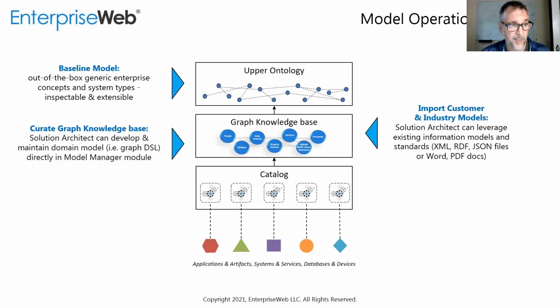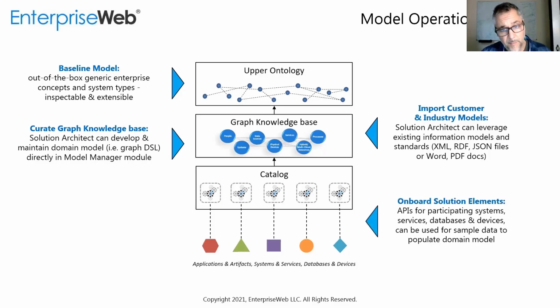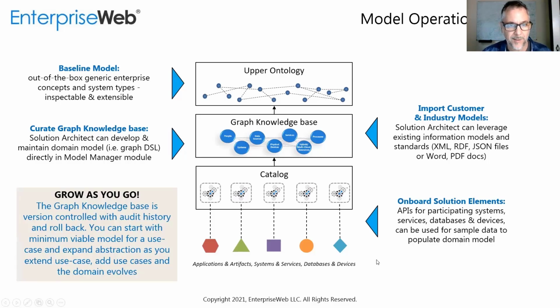Then from there, solution architects can continue by manually curating the graph knowledge base, right? They can tune it, they can extend it, they can modify it as need be for their operational domain. And another way they get model information into the system is by onboarding solution elements themselves, because as you onboard more elements and as your use cases expand, you're effectively expanding your domain as well, right? So that leads to this grow-as-you-go concept, because everything is done in graphs. Graphs are optimally situated not only for flexibly modeling relationships, but we all know that graphs can be modified much more easily than static hierarchical models, right? They're easier to evolve over time.